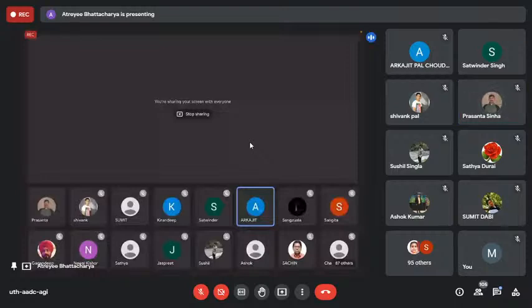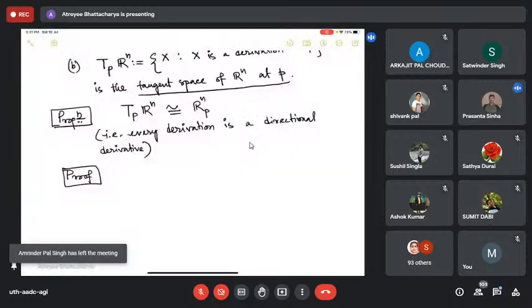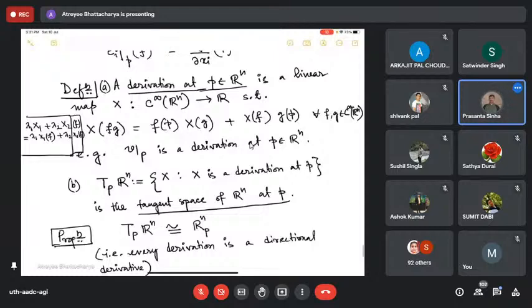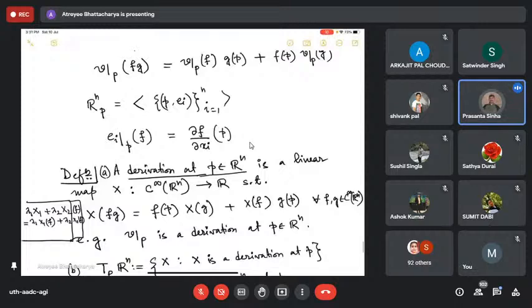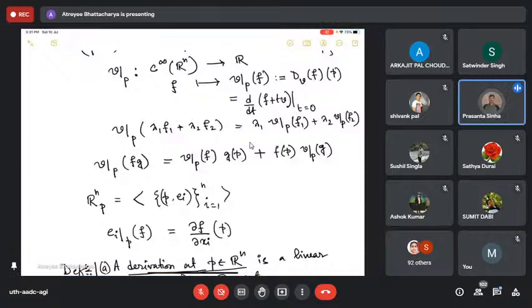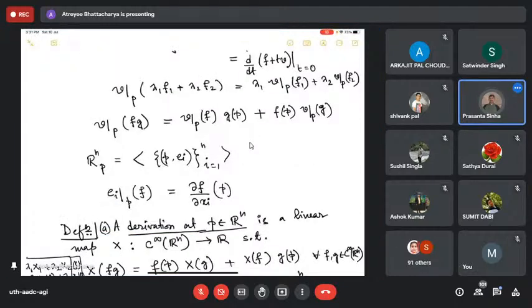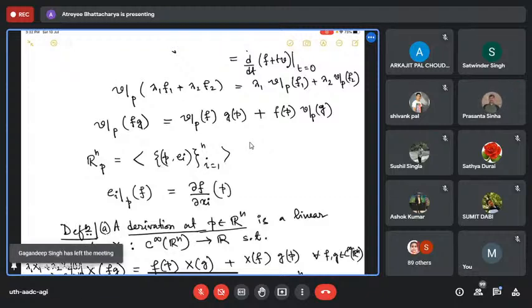Ma'am, one question. Will you go to the previous slide, where you have written the tangent space of Rn at p equal to the span of the vectors (p, e_i), i equal to 1 to n? What does it mean? Is it a dot product or something like that? No, I'm saying that this is the basis of this vector space, an n-dimensional vector space. What will be the canonical basis for this vector space? It is just the standard basis of Rn shifted to the point p. It spans the entire vector space.